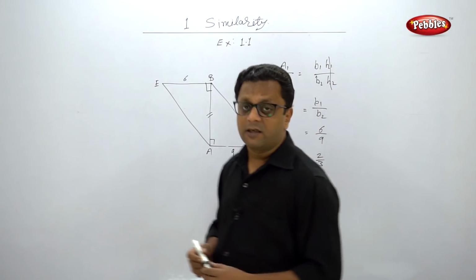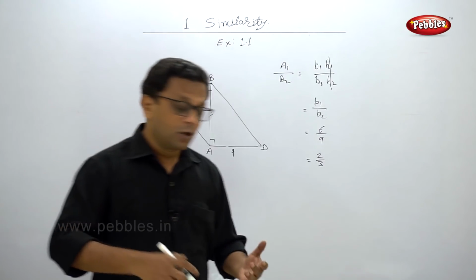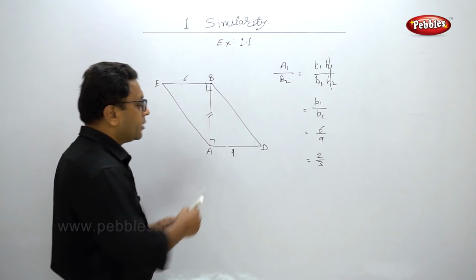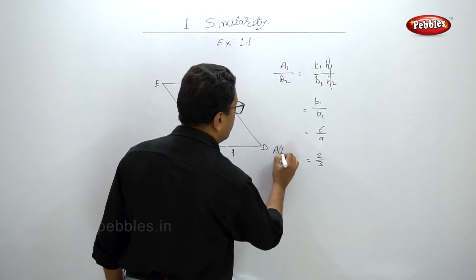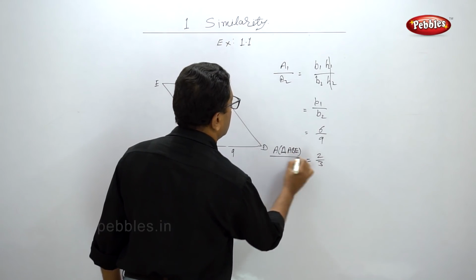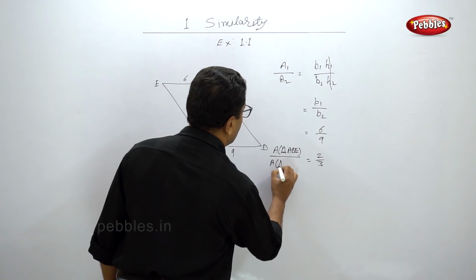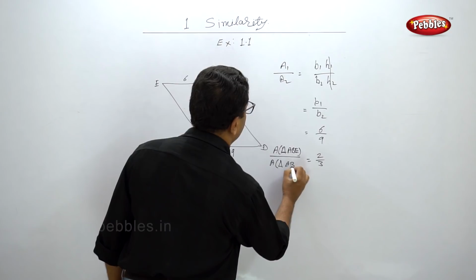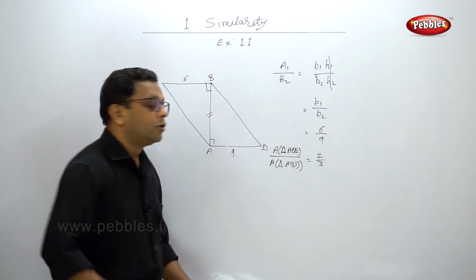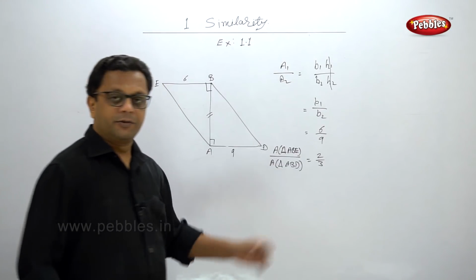But in the answer, you have to write again what they have asked, in the format they have asked. So you have to write, like I showed you here, the ratio of the area of triangle ABE to the area of triangle ABD is equal to 2 upon 3. This you should write as the answer.